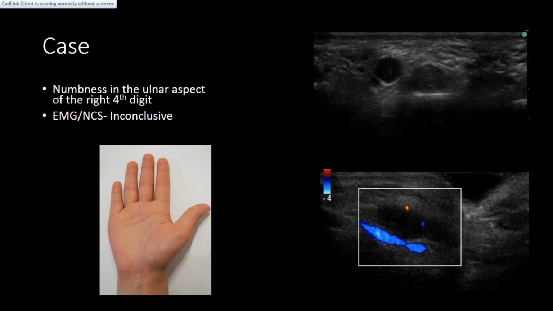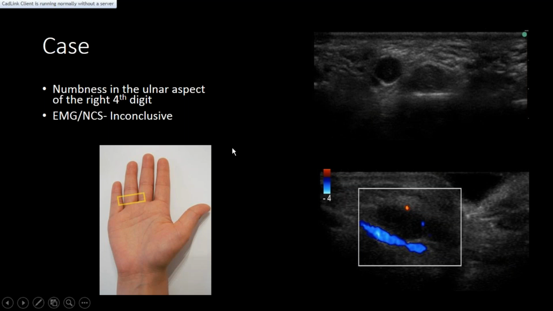We did not find any signs of entrapment at the level of the elbow or at Guyon's canal or any other generalized neuropathy, and nothing that came out conclusive. We did do some orthodromic studies recording from the ulnar aspect of the 4th digit and compared it side to side, and that came out abnormal, but that still did not help narrow down or localize the site of the lesion.